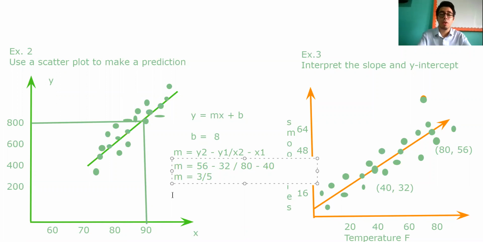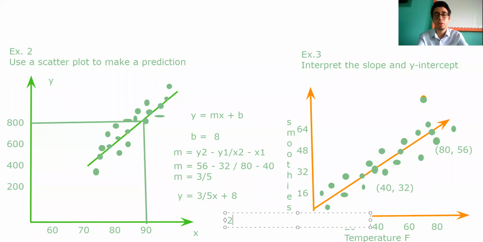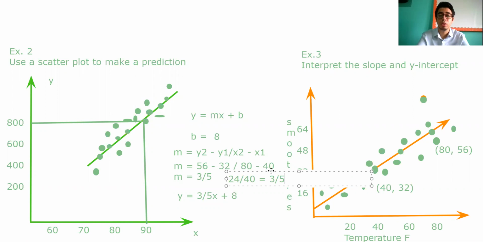And I'm only going to write the equation and we finish because we already finished the time. 3/5 x plus b, that we know is 8, okay? In this case, the step that I don't write is 56 minus 32 divided by, this is 24 divided by 80 minus 40, that is 40. So you only simplify this. You divide by 8. 8 times 3 is 24. And 8 times 5 is 40. So that's the reason why you obtain in here for the slope this result, okay?